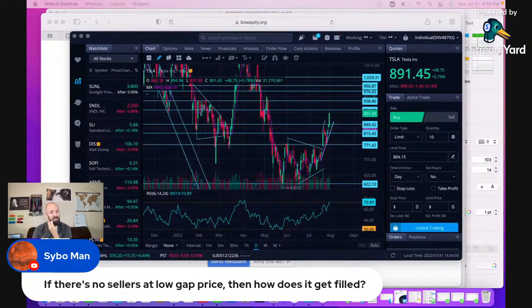So if there's no sellers at the low gap price, it gets filled because, again, it's algorithm trading, and the algorithms don't care whether there's a buyer or a seller. It literally says, all right, this is the data that we have, we need to buy or sell based on that data. So all of a sudden, big money who controls the algorithms can go in there and say, you know what, I want to sell today. They put it in there and the algorithms will automatically sell down to that price.